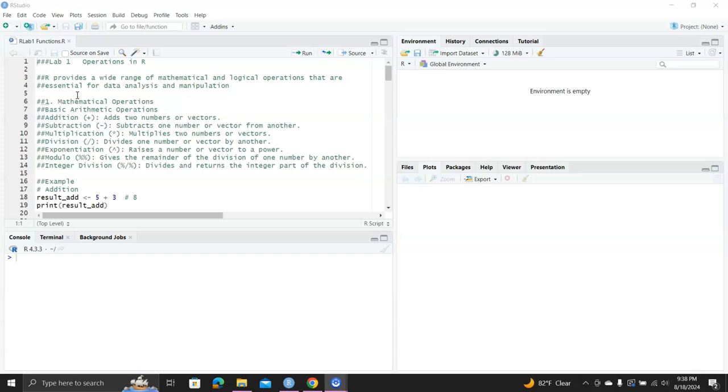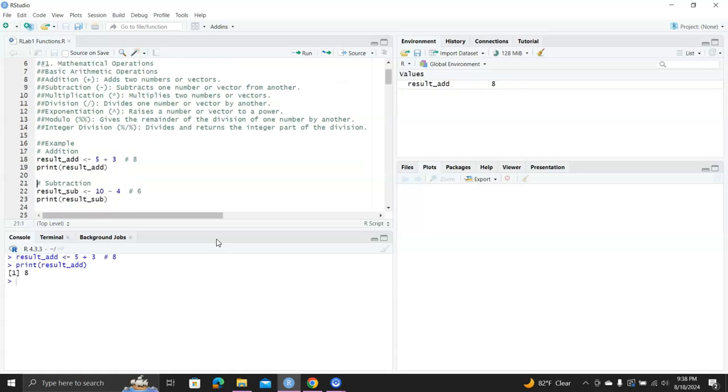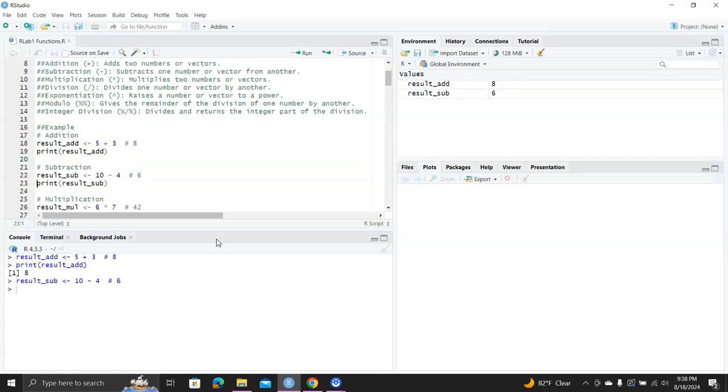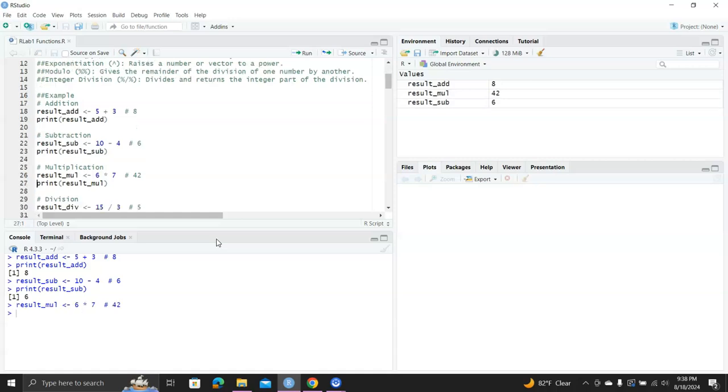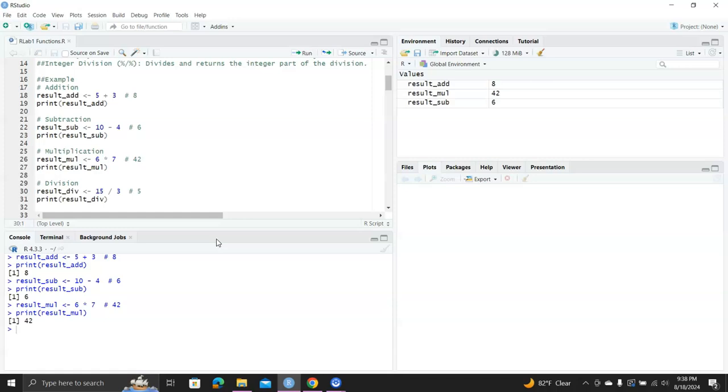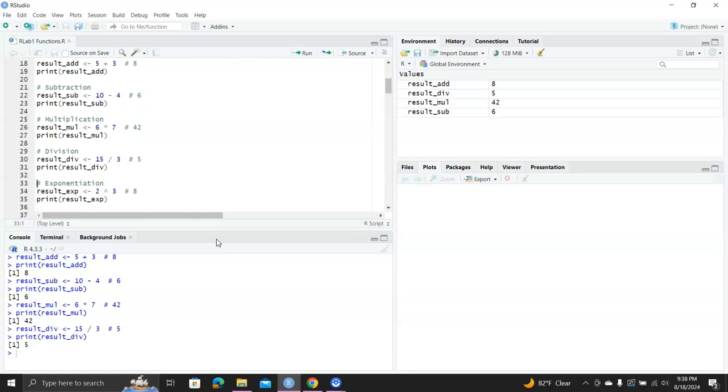For example, the basic arithmetic operations: addition, subtraction, multiplication, division, exponentiation, modulo, and integer division. Okay, so basically, let's just look at a few examples here. So here, 5 plus 3, so that's 8, right? And 10 minus 4 is 6. 6 times 7, that's 42. Division, 15 divided by 3, that's 5.